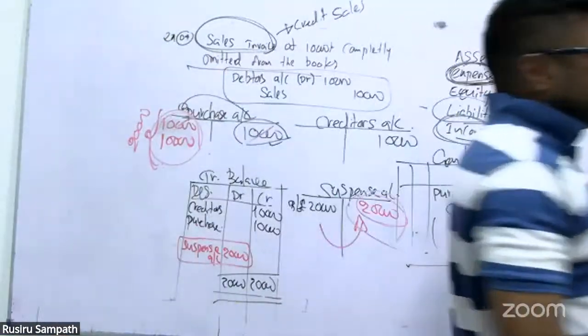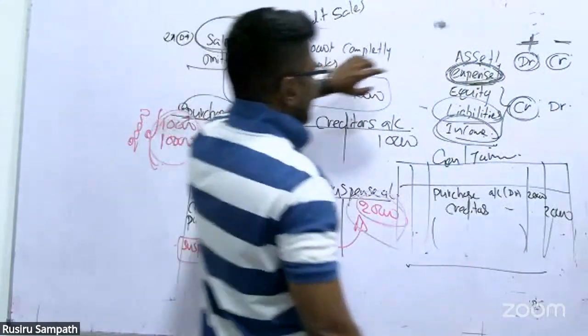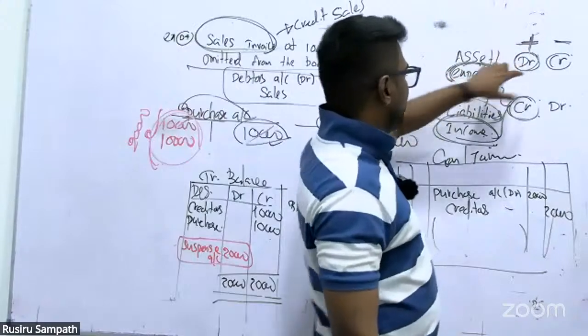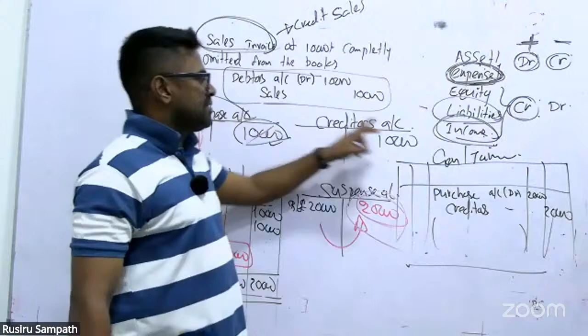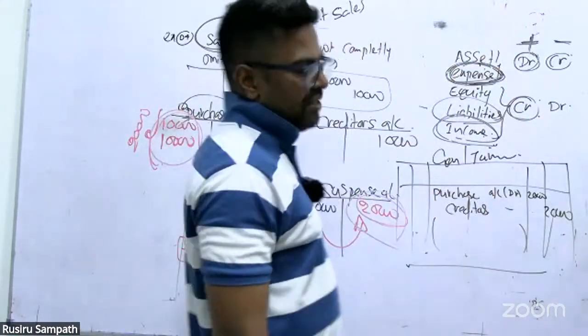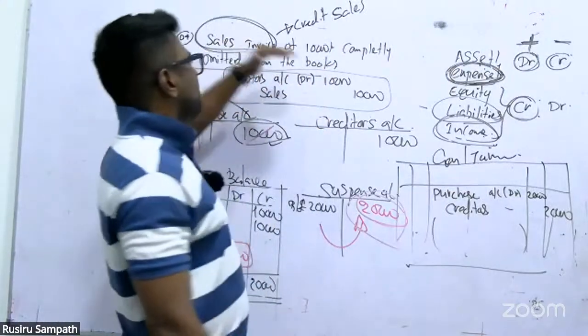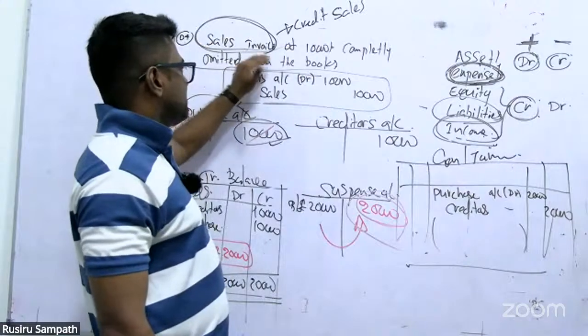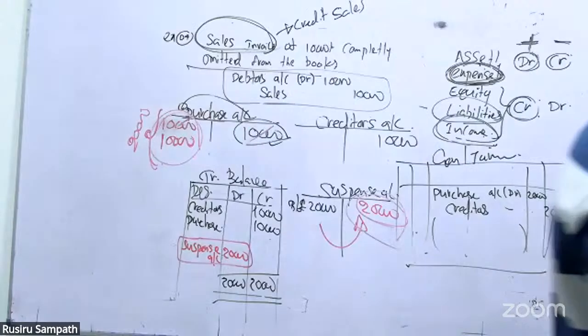That is the correct entry. Debtors are assets and an asset increase is debited. On the other side, sales are income, and an income increase is credited. That's it. Now write the narration: correction of the sales invoice of 10,000 completely omitted from the books. Okay, that's enough.